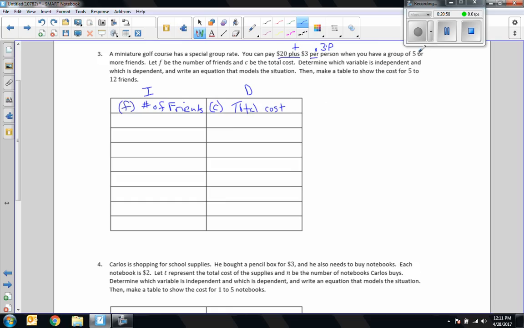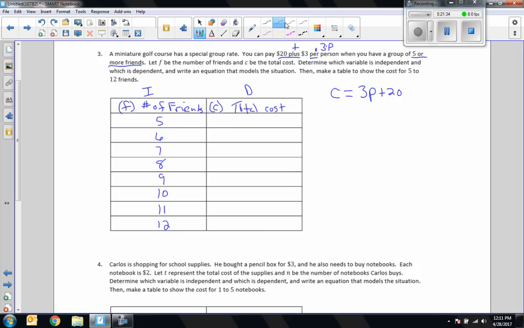Okay, it says when you have a group of 5 or more friends. So that's just telling us what to plug in here. We can't have 4, we have to have 5 or more. So we're going to go from 5 to 12. Now we have our independent variable, we have our dependent variable. The dependent variable is all by itself. We solve for the dependent variable, so we say the dependent variable, or C in this case, equals, and here's the calculation, $3 per person plus $20 is what it costs.